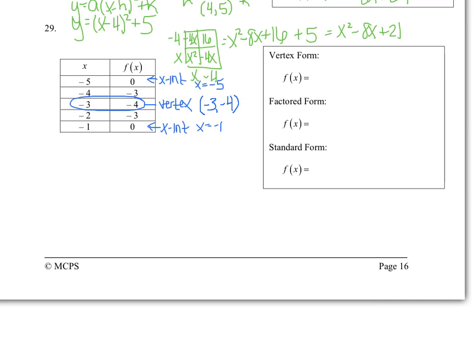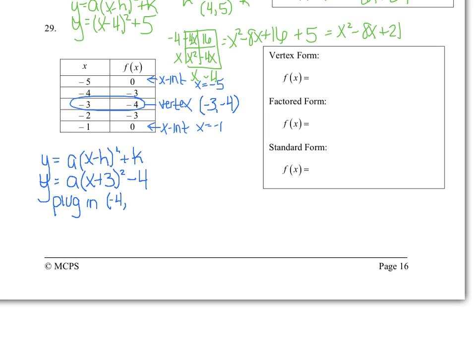So if we start with vertex form, again, we have y equals a times x minus h squared plus k. Well, y equals a, x plus 3 squared, because it's the opposite, minus 4. I need to plug in a point, so I'm going to plug in anything other than the vertex. So I'll plug in -4, -3.